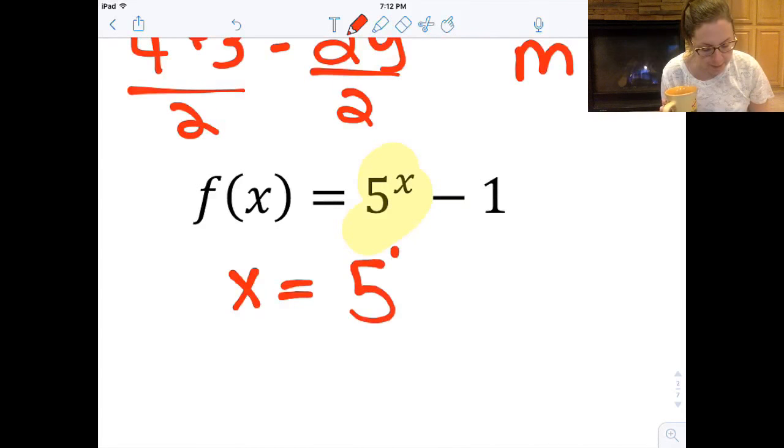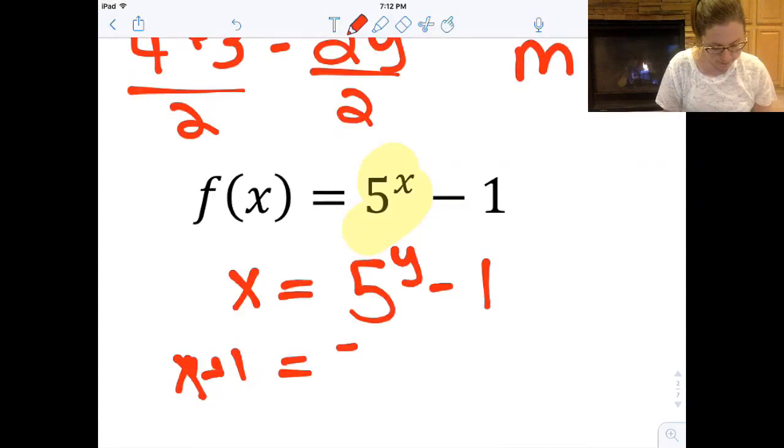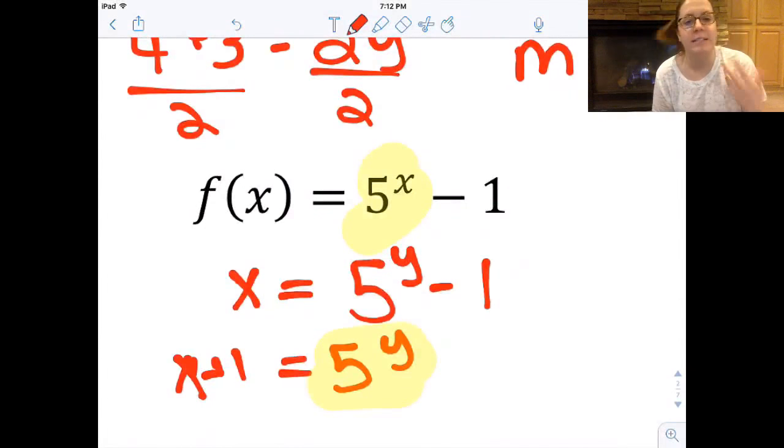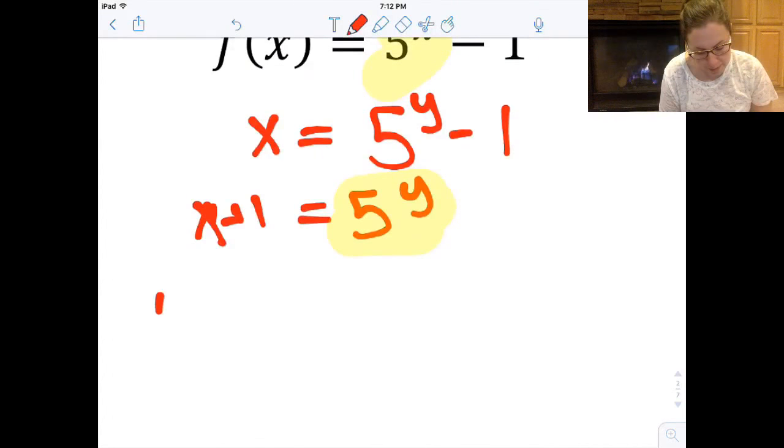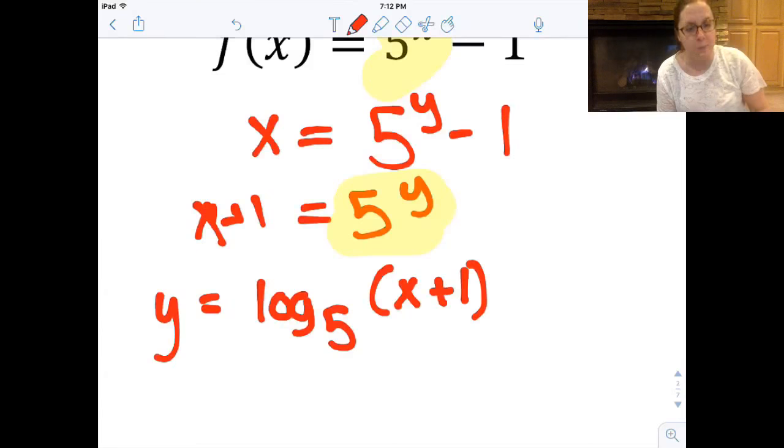And now notice that this is isolated. I'm not going to take the yth root because that's alone. So I'm going to convert this. So it would be y equals log base 5 of, make sure you have parentheses around it, x plus 1. And so I would have f inverse of x equals log base 5 of x plus 1.